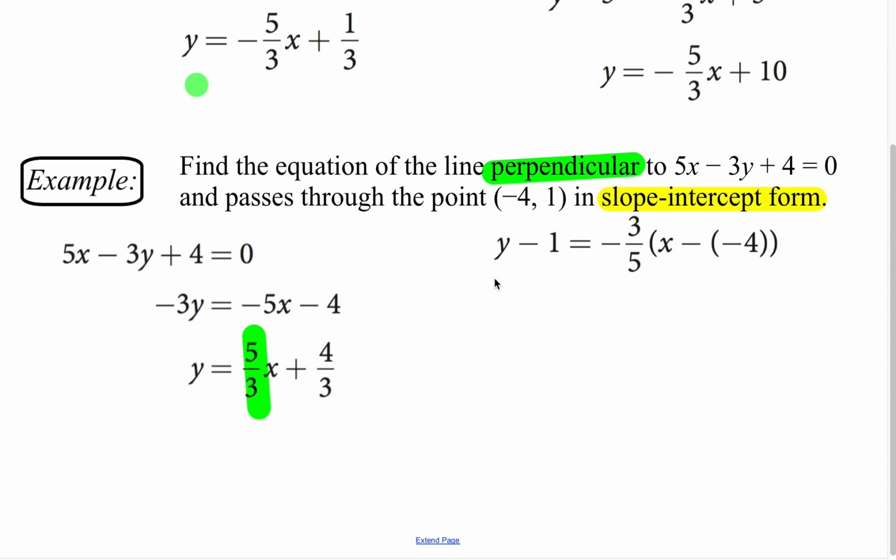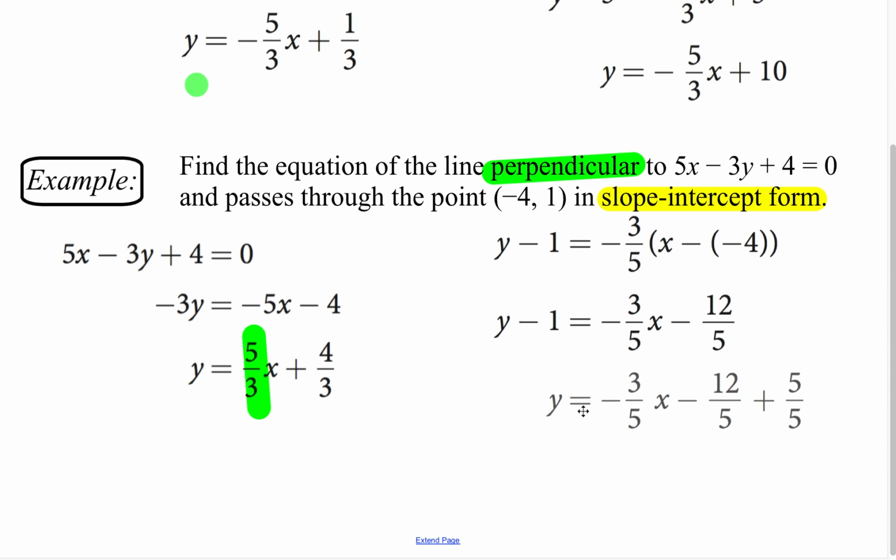And here's our point. So let's use point slope form. y minus 1 is equal to negative 3/5. That's a perpendicular slope, right? When we look at that. And then x minus a minus 4. Well, you're right, this is going to be an x plus 4. So we have y minus 1 is negative 3/5 x. And then distributing this right away, negative times a negative is a positive, and then it's 12/5. 3 times 4 is 12, and we still have it over 5.